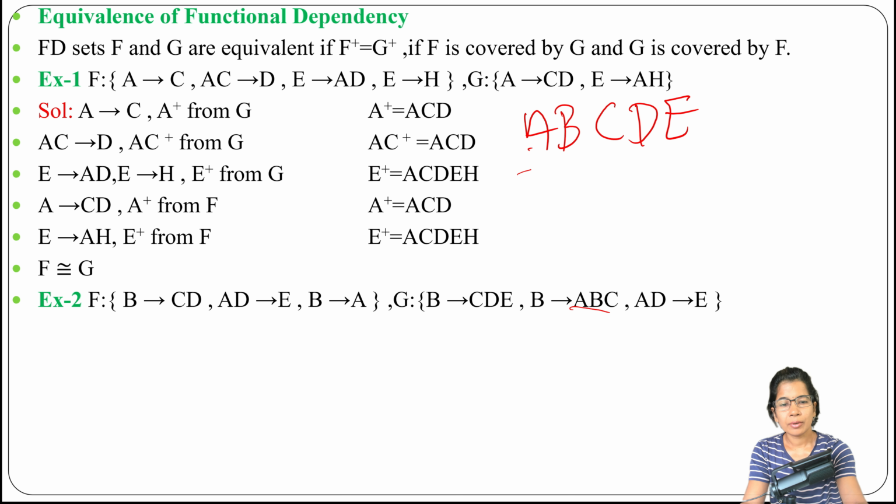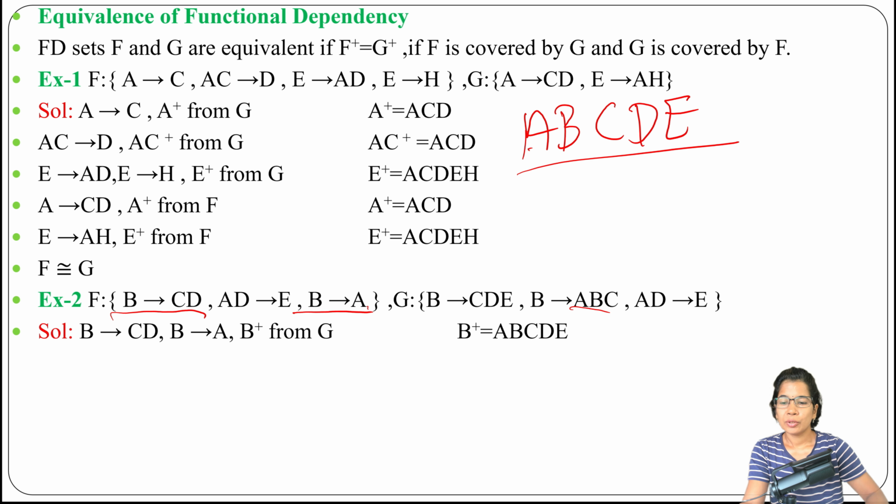So B positive closure will be all A, B, C, D, E. Here C, D at right side, hence B implies CD holds. A is at right side, so B implies A holds. So B implies CD and B implies A hold.